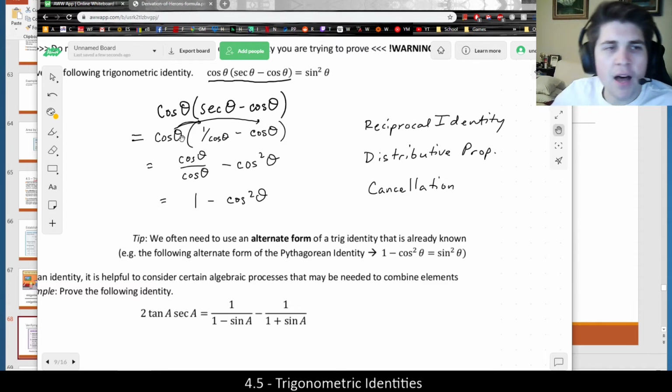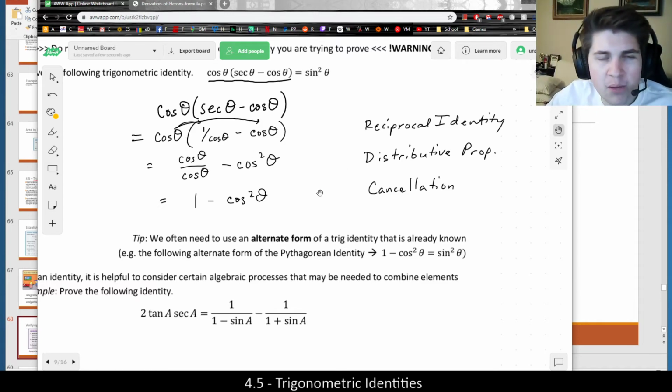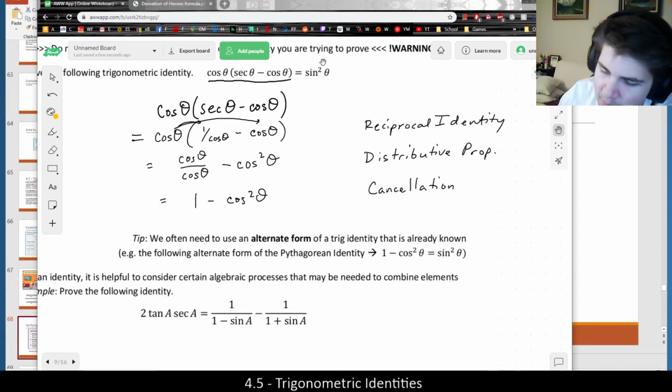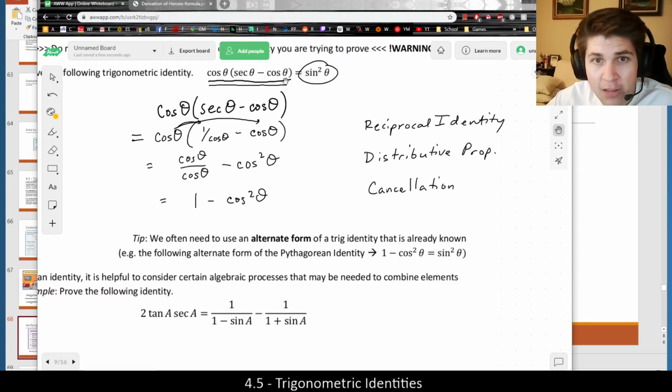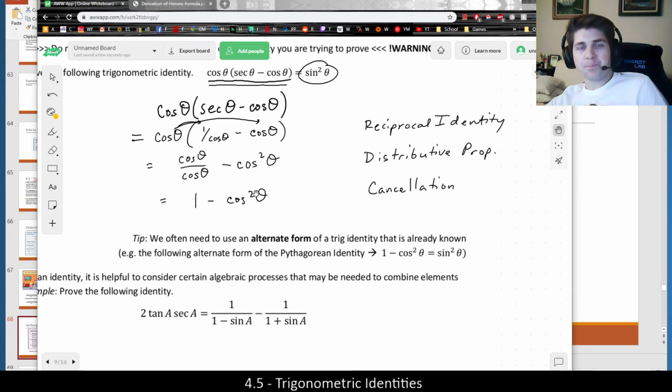But anyways, another thing is sometimes we might get stuck at a point where, okay, now I have 1 minus cosine squared. How do I finish this? And another thing that I recommend is always keep in mind, well, what's the goal? My goal is to start with the more complicated side and somehow simplify it enough to make it look like the other side. And also knowing what I'm trying to get can help you figure out where we're going, because my goal is to get to sine squared, but what I'm left with is 1 minus cosine squared.